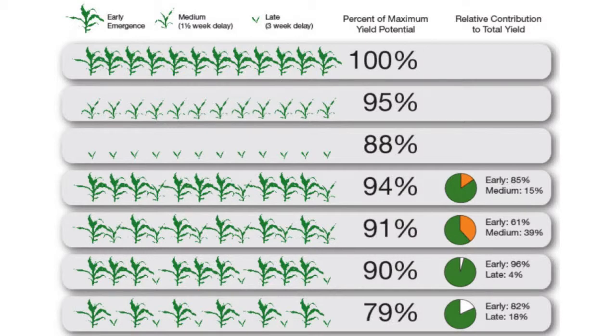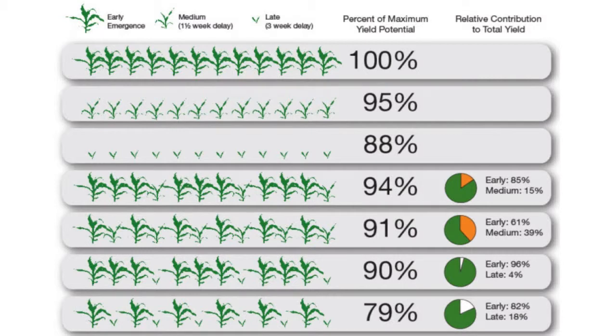And as I said, when you look at the board, you can see where we're talking about the importance of uniformity of emergence. If you look at the top line where you have a nice uniform emergence and good timing, you can see we have 100% of our maximum yield potential. Anytime we have any delays, whether it's a half-week delay or 3-week delay, it's already negatively impacting our yield potential.